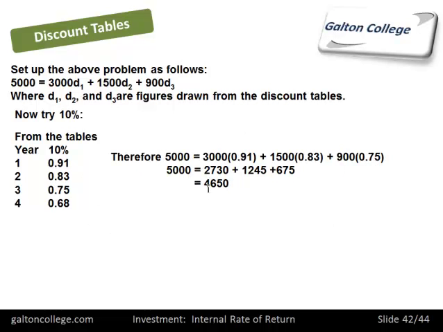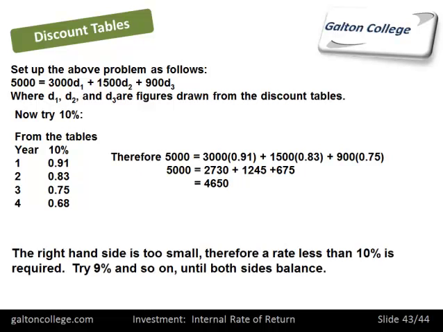When you add up the right hand side, it comes to 4,650. That's not 5,000. So it's wrong. So you need to try a different figure. The figure on the right hand side is too small. So instead of 10%, try 9%. Or try a different figure until finally you get to a balance, or almost a balance, and that becomes the internal rate of return.